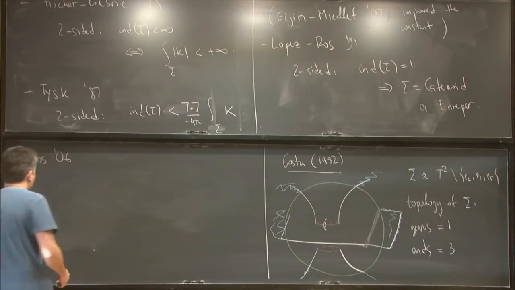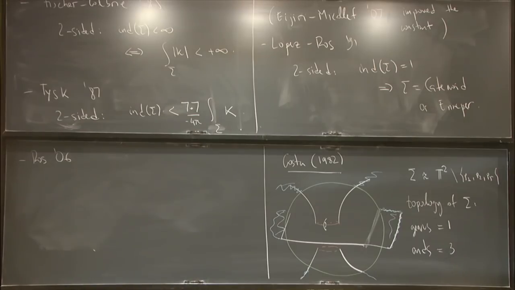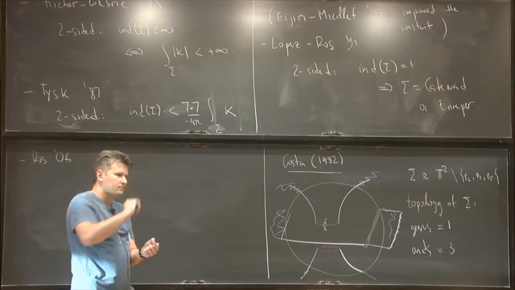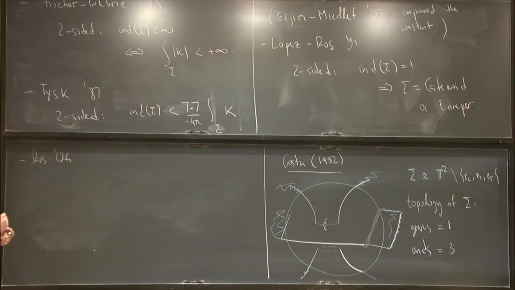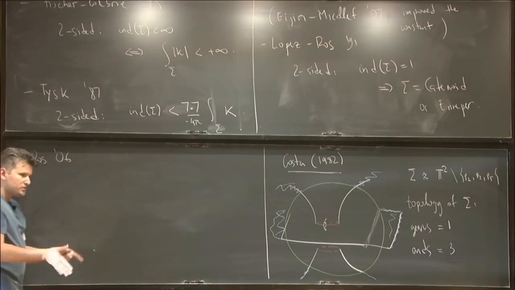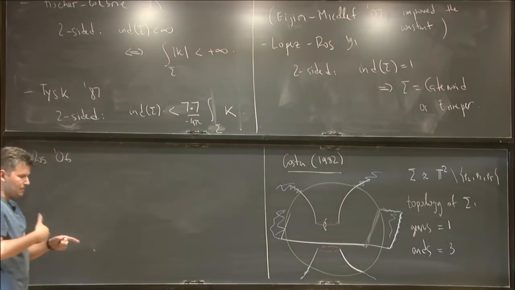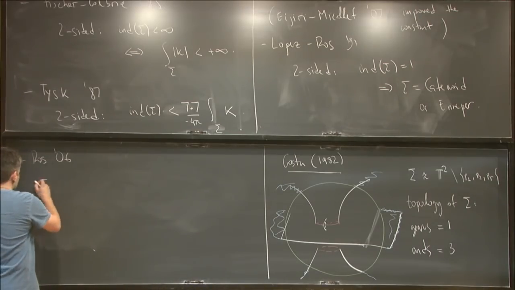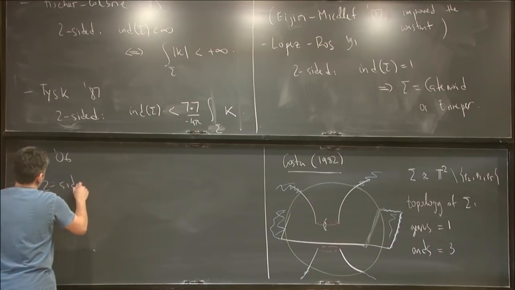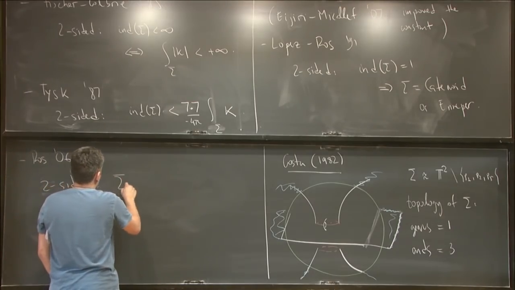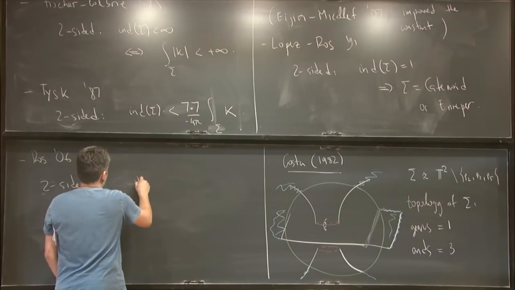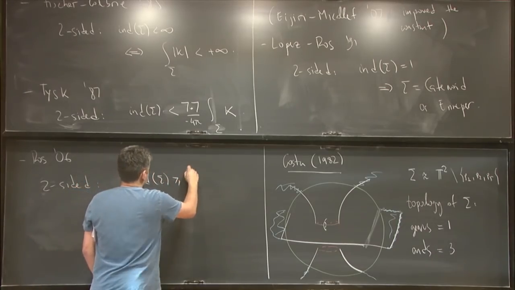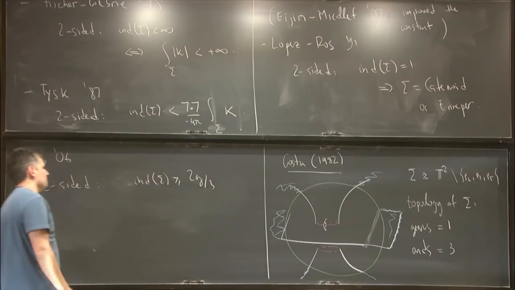So he came up with a method which is intrinsic and is robust enough to work on the double cover. And as a byproduct, he not only proved the results he wanted for one-sided minimal surfaces, in the two-sided case, he came up with a novel index bound. So what did he say? If it's two-sided, Ros proved that the index of sigma is greater or equal than 2g over 3.